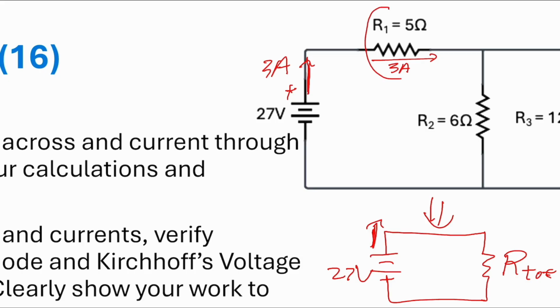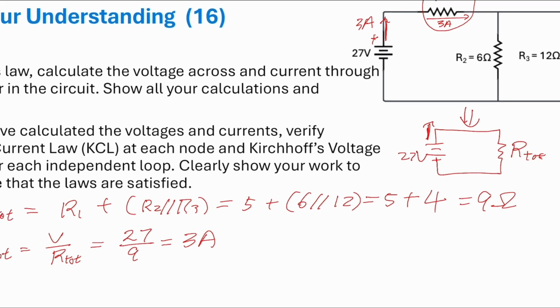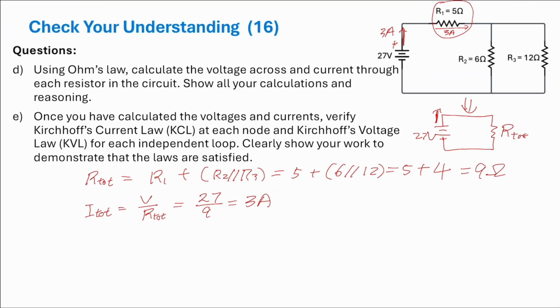Now, what is the voltage across R1? So let's calculate. VR1 is IR, 3 times 5, so it's 15 volt. So the voltage now across R2 and R3. Okay, so the voltage across R2 equals the voltage across R3, and it is equal to 27 minus 15 volt. So this is 12 volt.